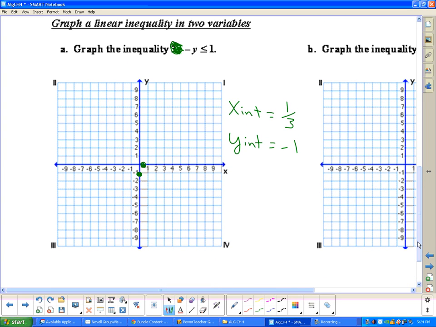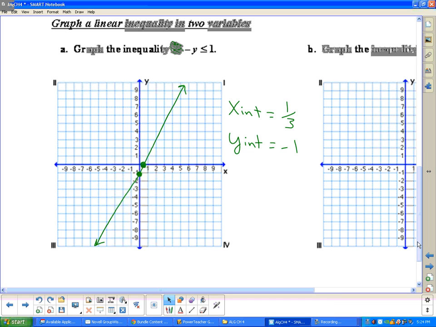Now, the next thing I need to know is if this is going to be shaded above or below this line. Am I going to shade it somewhere above this line, or somewhere below here? To make that determination, I need to take a look at my y. Now my y is negative here. So if I'm going to solve that for y, I would need to divide that by 1, actually not 1, but negative 1 because of that negative sign right there.